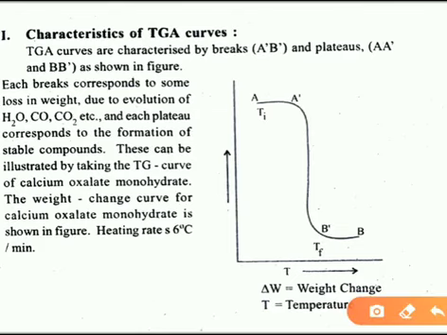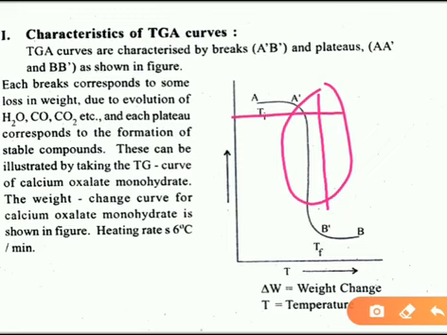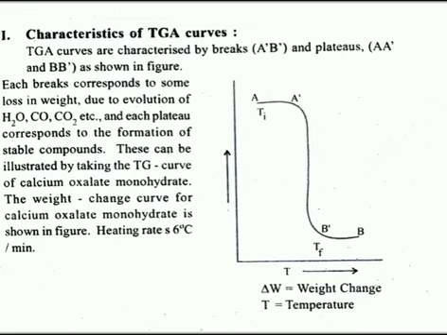This is A to A dash to B dash. This is called a break, and here we have the plateaus. This is called a plateau, and here also we have the plateau, B dash and B. Each of these is called a break. The breaks correspond to some loss in weight due to evolution of water molecules, carbon monoxide, carbon dioxide, etc. And each plateau corresponds to the formation of stable compounds.